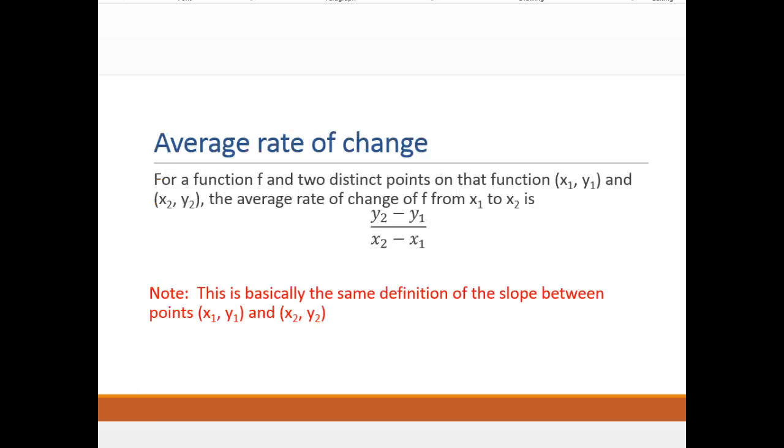Let's define what average rate of change means. For a function f, and I have two distinct points, x1, y1, and x2, y2, the average rate of change of f from x1 to x2 is simply delta y, y2 minus y1, over x2 minus x1. Again, if we look at this, this is basically the same definition as slope between the 2 points. So when I'm talking about average rate of change, I'm literally referring to slope.